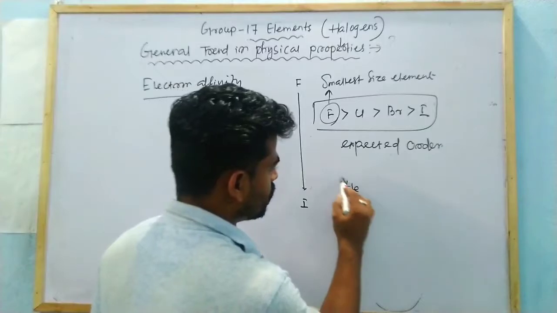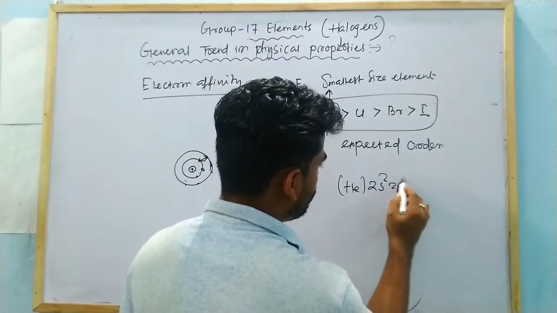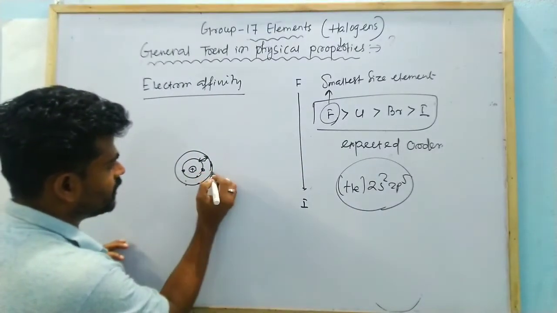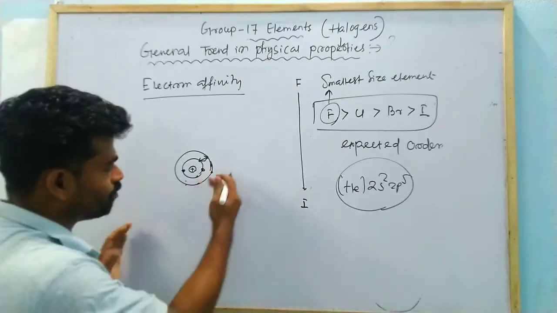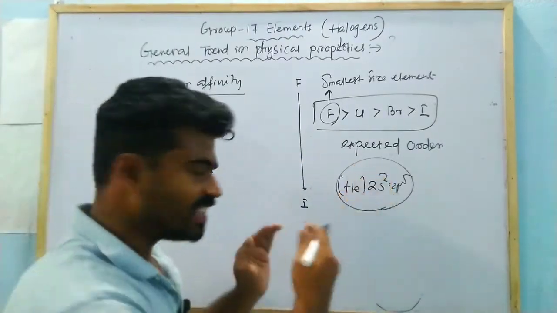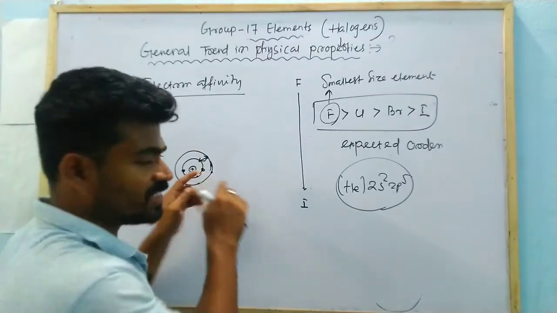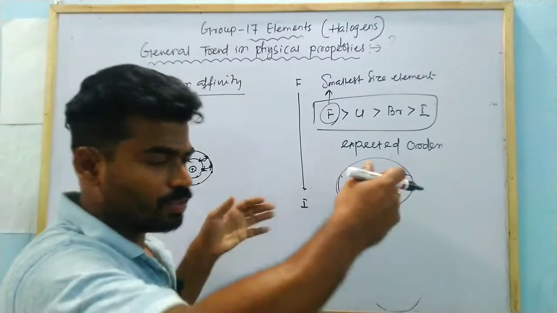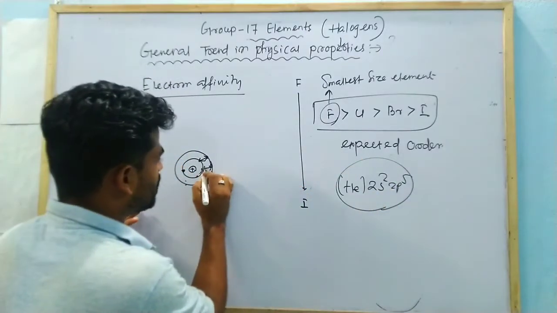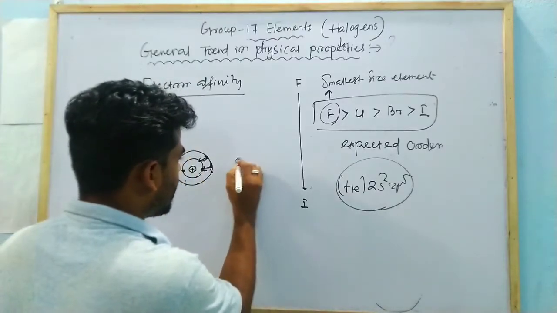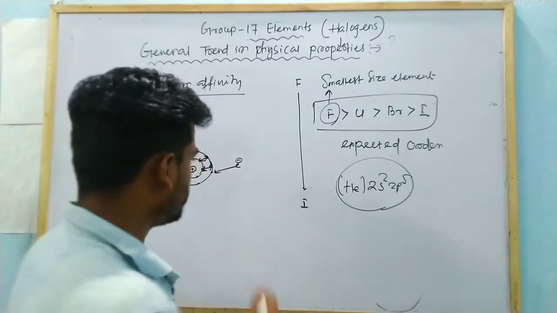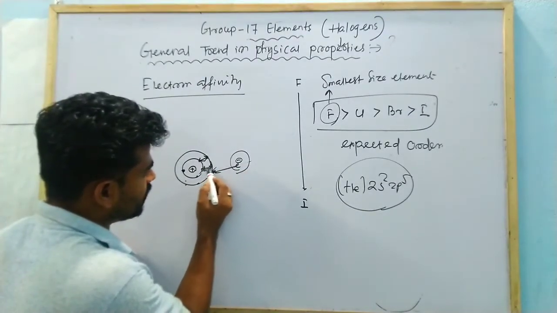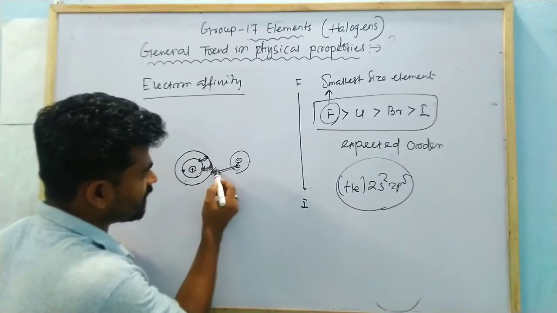Because in fluorine, the configuration is helium 2s2 2p5, only two shells are there. This one is the K shell and this one is the L shell. Due to its very compact size, the intershell distance is minimum, so the electrons present in its shell try to repel one another due to closer distance. This repulsion stands as an obstacle for the addition of an extra electron in the valence shell. Since the incoming electron is negatively charged, this inter-electronic repulsion stands as an obstacle during the addition.